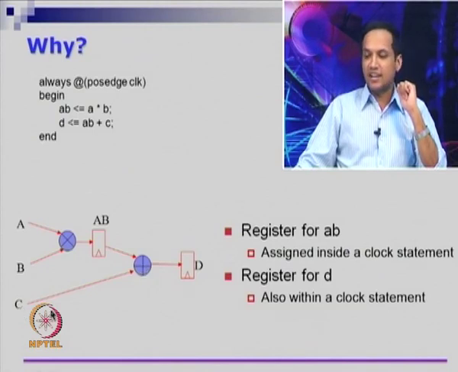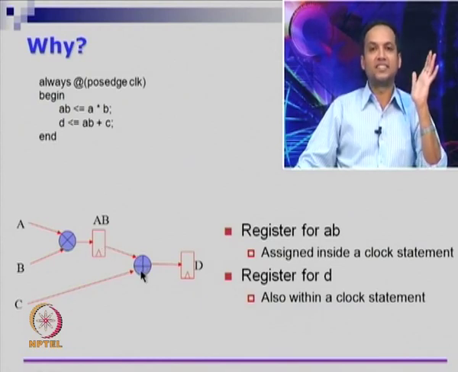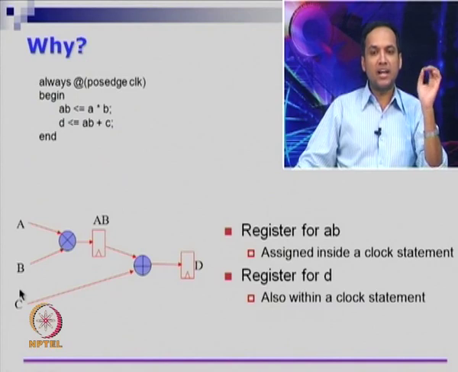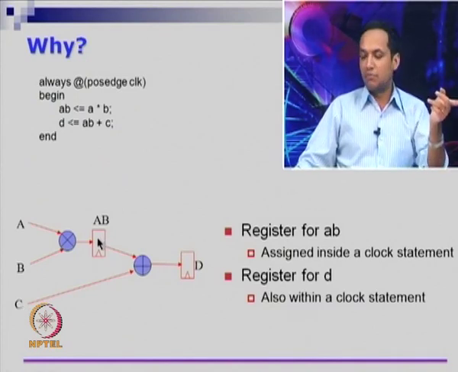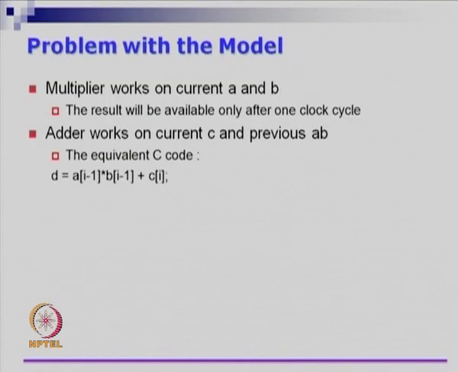but this adder will take C of I and AB of I minus 1, because this is a register holding the previous value of the multiplication of A and B. So it takes AB of I minus 1 and C of I and adds them. This is a problem because we wanted the current inputs A and B multiplied together and added to C. However, we are adding the previous value of A and B's product with the current value of C. If this is not the programmer's intent, then this hardware is incorrect.